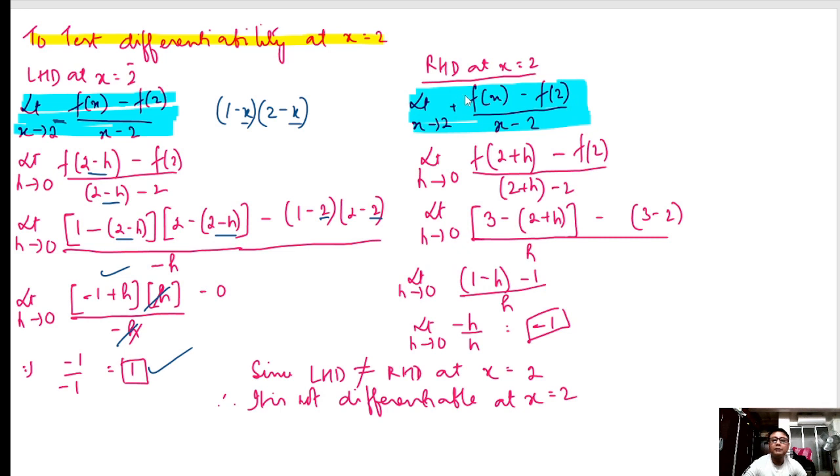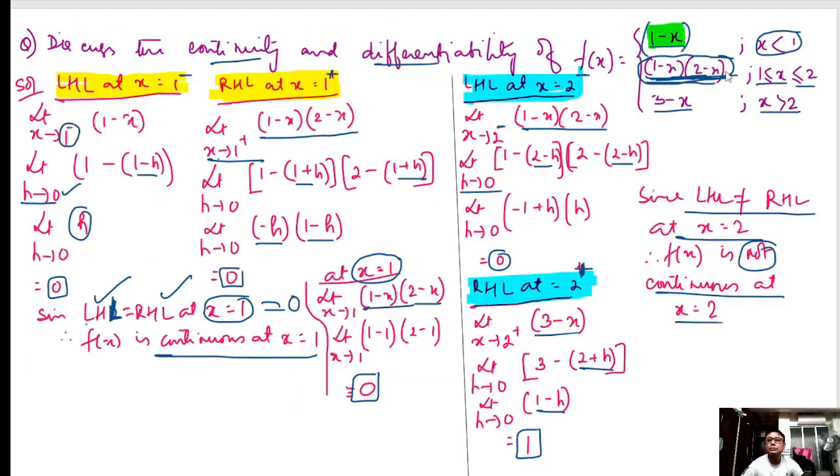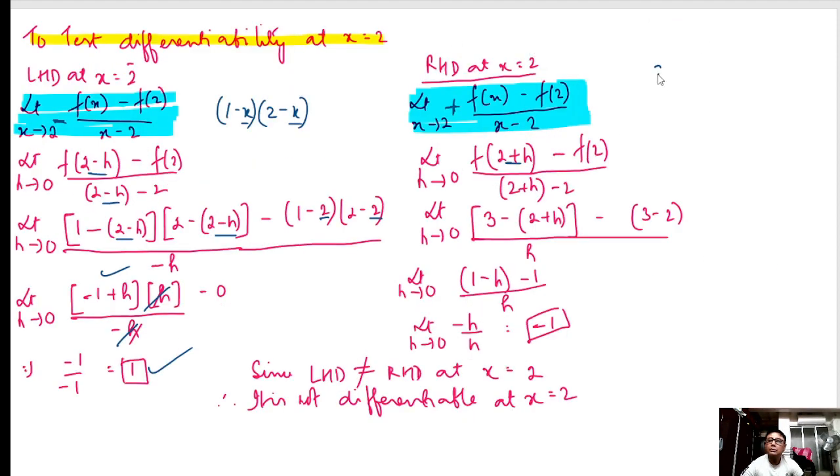Similarly, right hand derivative at x equal to 2, so more than 2, so 2 plus h. More than 2, which equation shall I choose? I will choose 3 minus x. So this is the equation which I will choose, and in place of x I will put 2 plus h here, and here I will put, in place of x, 2. So we are getting minus 1. So see, here it comes plus 1, here it comes minus 1. That means it is not differentiable at x equal to 2.